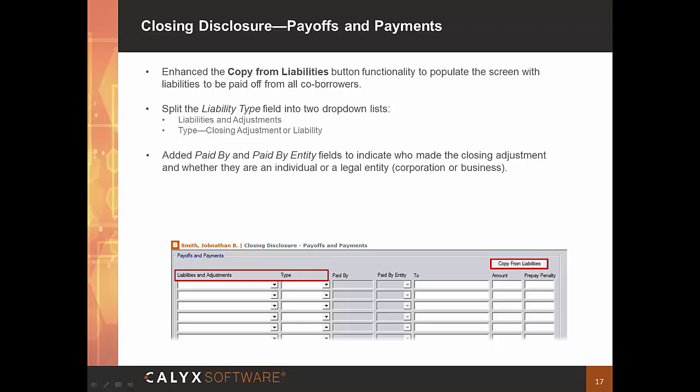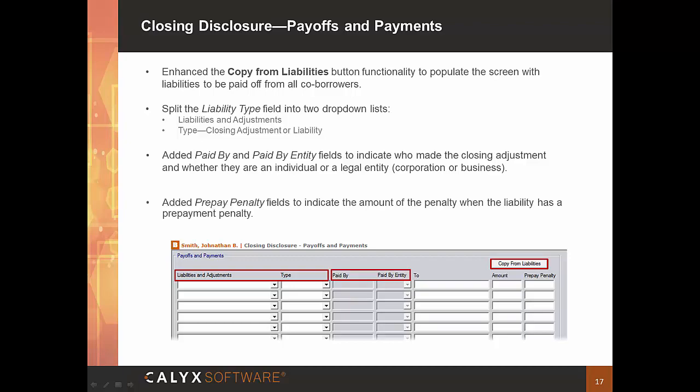Added paid by and paid by entity fields to indicate who made the closing adjustment and whether they are an individual or a legal entity, corporation, or business. Added a prepay penalty field to indicate the amount of the penalty when the liability has a prepayment penalty.